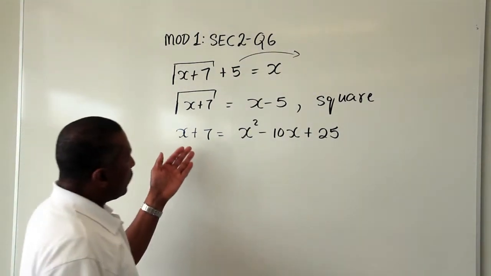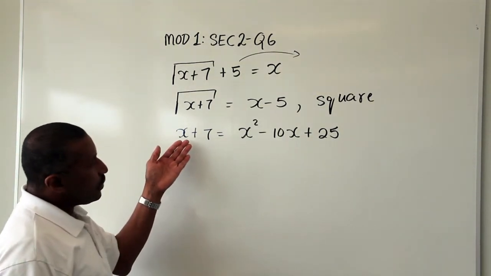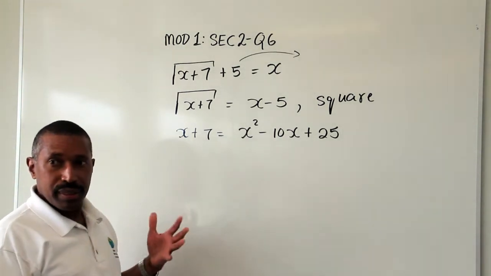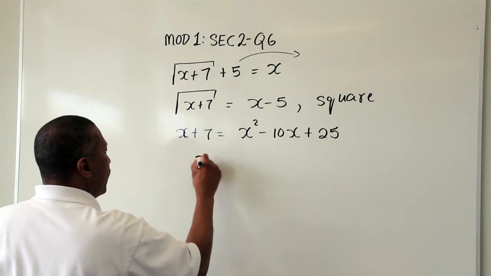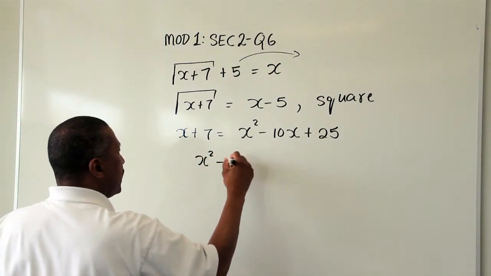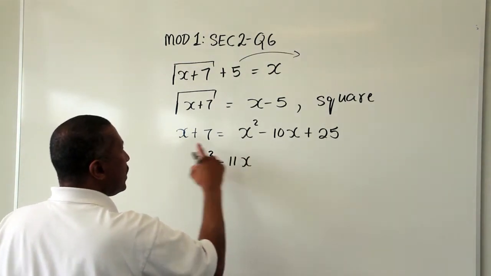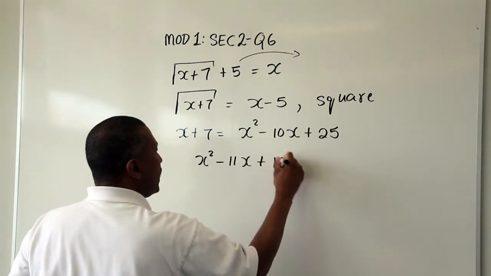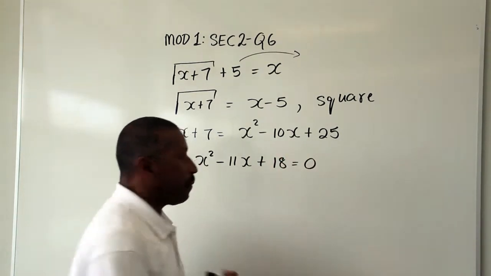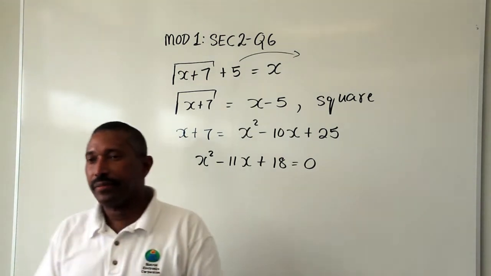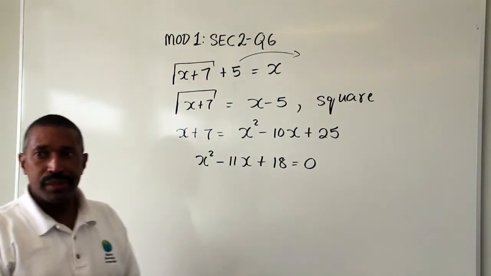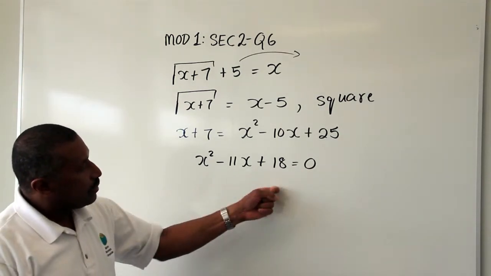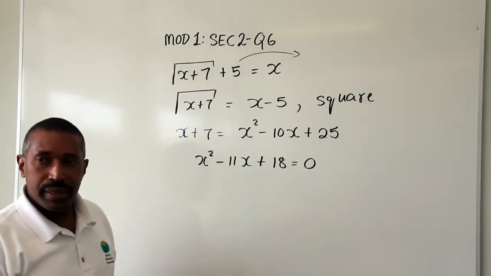By grouping terms, in this particular case, I'm going to move x plus 7 to the right side and distribute so that we have x squared minus 11x. When the 5 comes over, it becomes positive 18 is equal to 0. We now have to figure out how to get our solution. Now, as we said in our last module, this becomes the sum and product method.